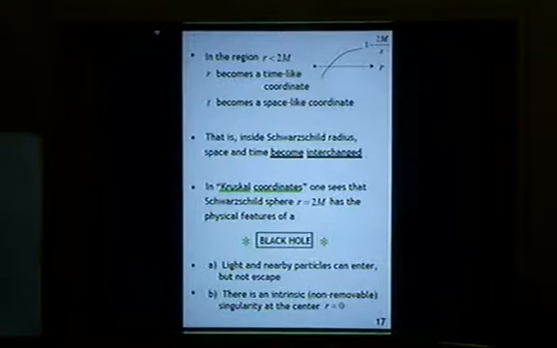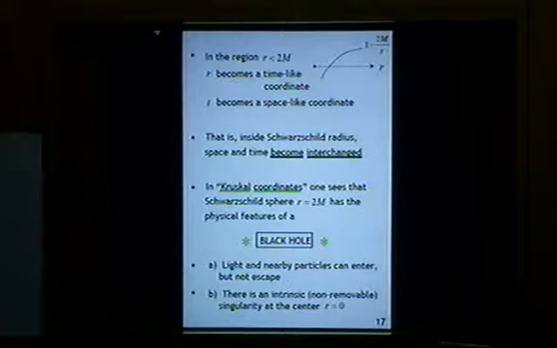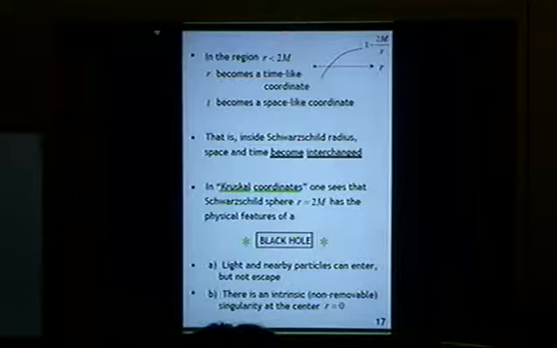So light and nearby particles can enter, but not escape. A black hole is something so dense that nothing can escape. Things can fall in, but nothing can get out. Just like on the moon, you could jump 7 feet in the air because it has a smaller mass than the Earth. As the body gets smaller and more dense, you can jump less and less. And in a black hole, you can't jump anywhere. You can't get out of that place. You're trapped.